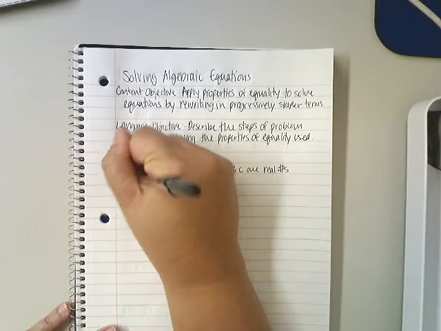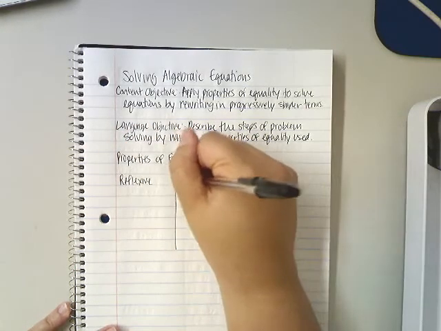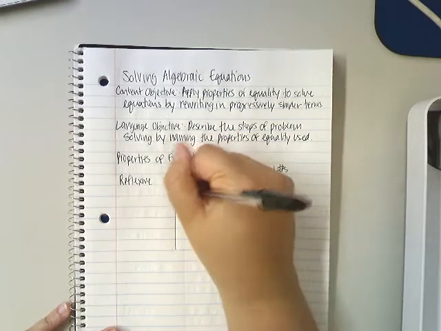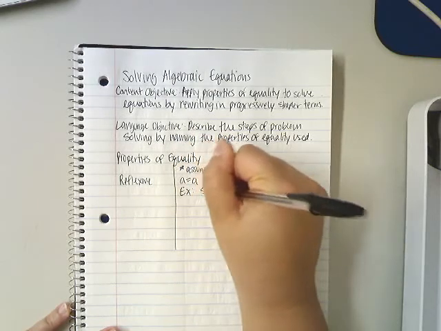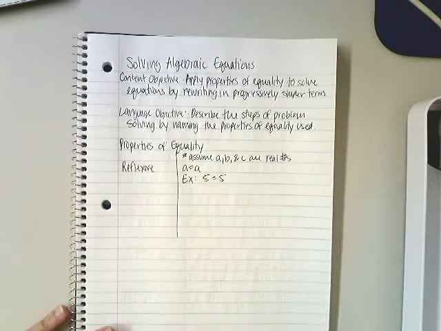So the first property is the reflexive property, or reflective, and that's just saying that something is equal to itself. So A is equal to A. So for example, 5 is equal to 5. We know that to be true. That is the reflexive property of equality.